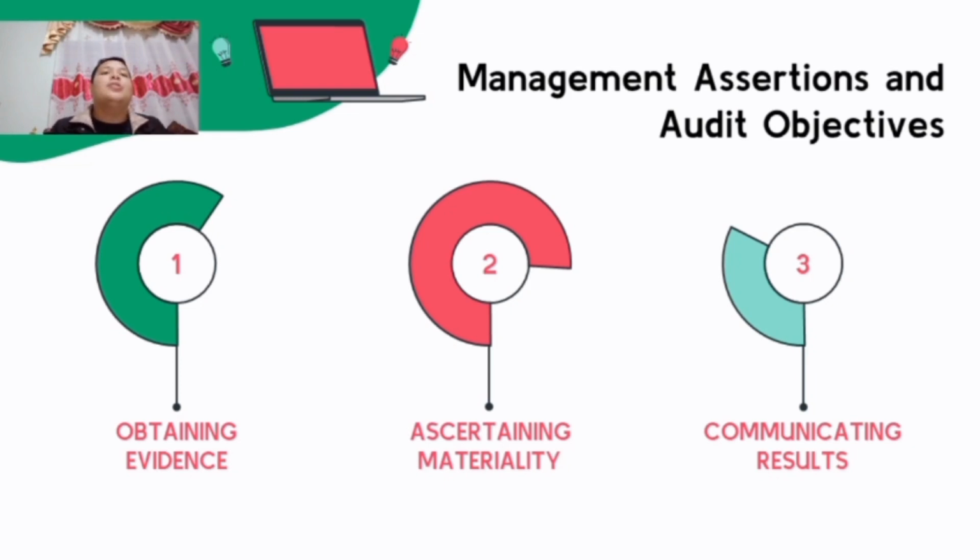These assertions fall into 5 general categories. First is what we call the existence or occurrence assertion. Second is the completeness assertion. Third is the rights and obligations assertion. Fourth is the valuation or allocation assertion. And lastly would be the presentation and disclosure assertion. Generally yung auditors ay nagde-develop sila ng audit objectives and design ng audit procedures based on the preceding assertions.